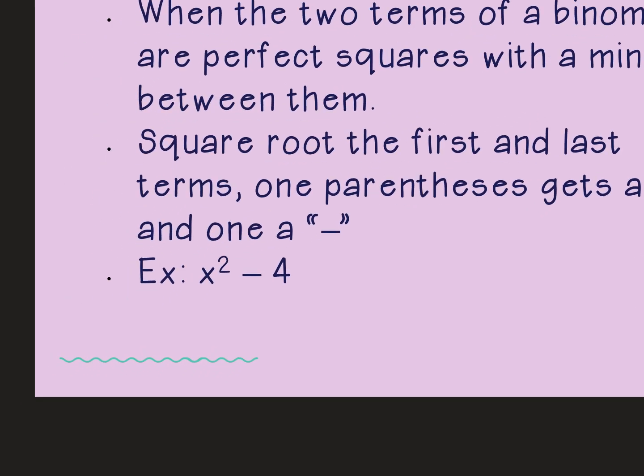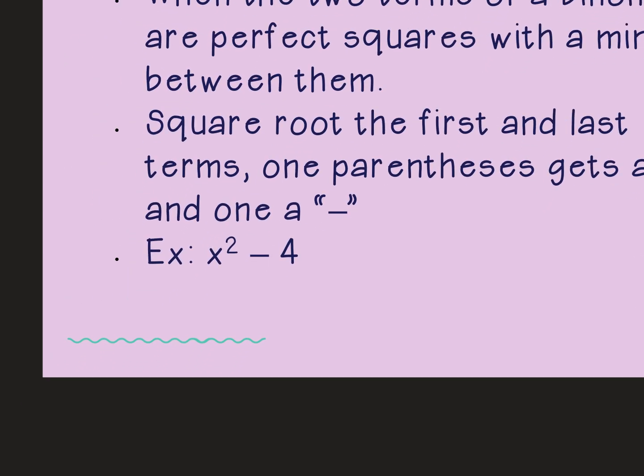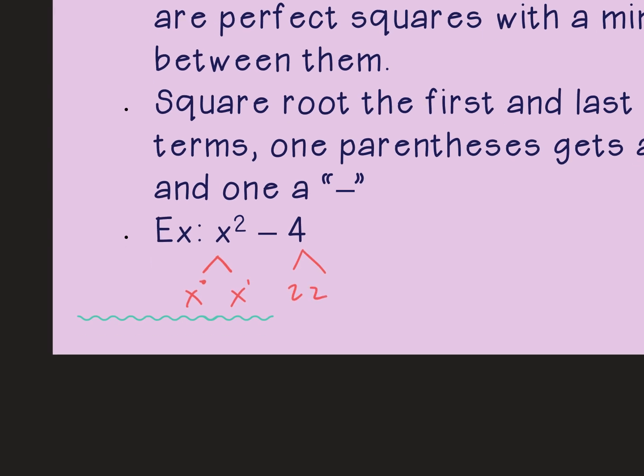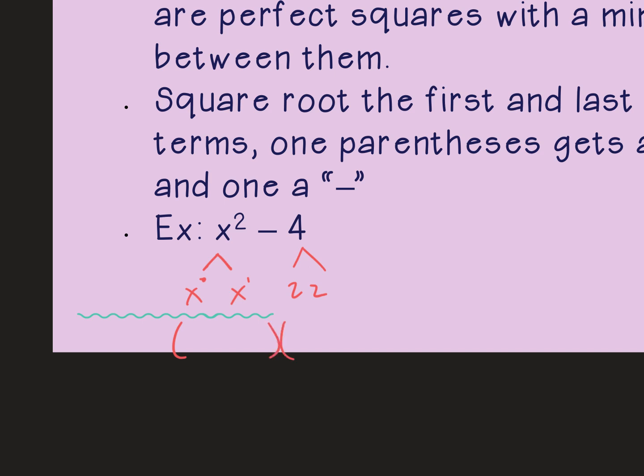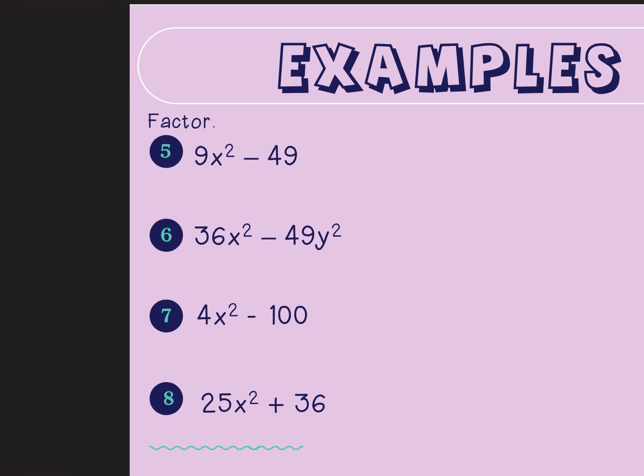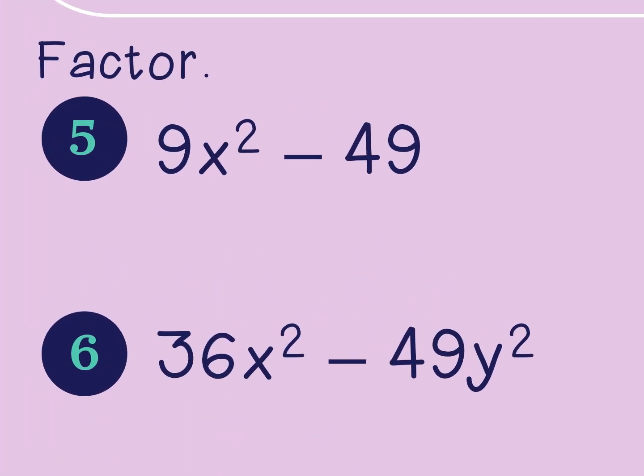So if I look at this and I say, okay, I have x² - 4. Well, is x² a perfect square? What times what gives me x²? x and x. What times what gives me 4? 2 and 2. So both terms are perfect squares, so I'm going to write two parentheses. Each of them gets an x in the front, a 2 at the back, and then a plus and a minus in the middle. Doesn't matter if you put plus first or minus first.